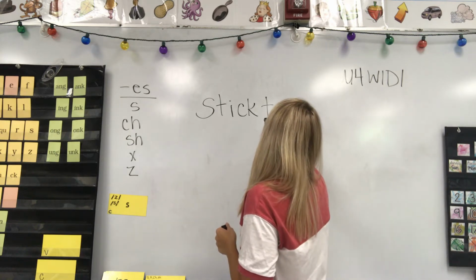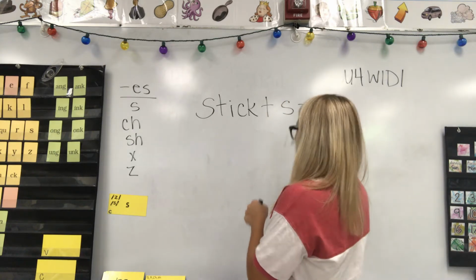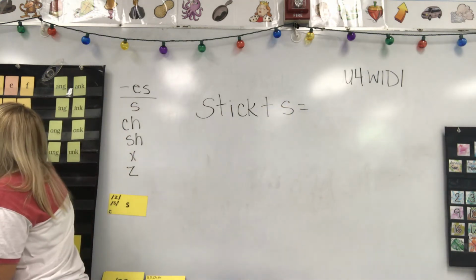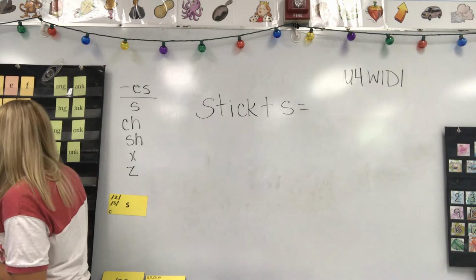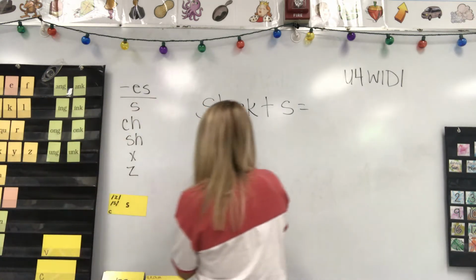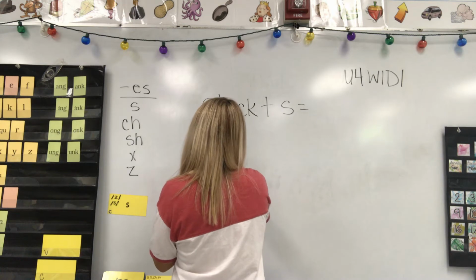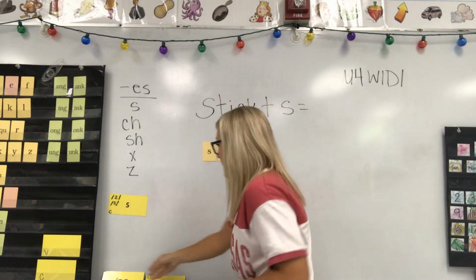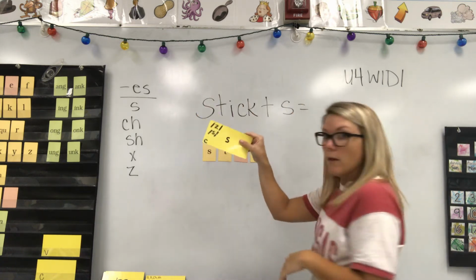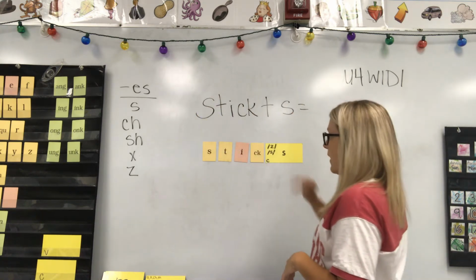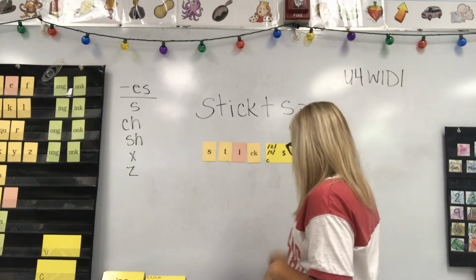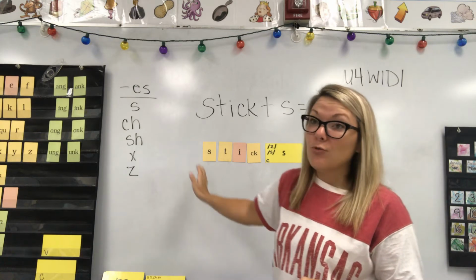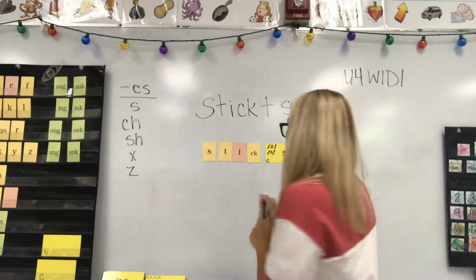My S suffix equals, so if I'm going to build this with my cards, S-T-I-C-K. Here's my base word, stick. And then I'll need my yellow suffix to make my S sound. Sticks. In this word, my S makes the S sound, but like in rings, it makes the Z sound.